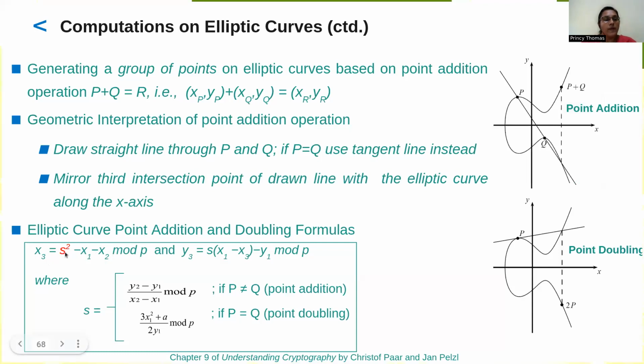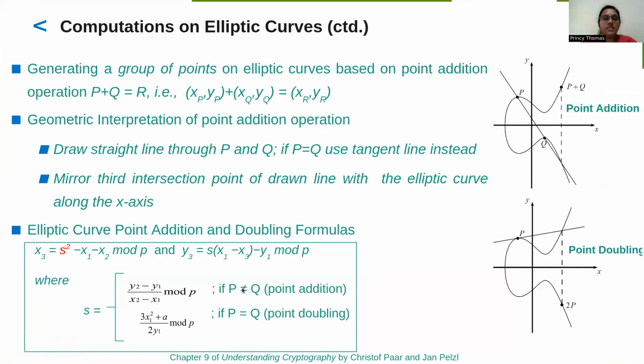So x3 is s square minus x1 minus x2 mod p, and y3 is equal to, we need this s value, s into, this is the line equation, s into x1 minus x3 minus y1 mod p. So these two equations are used to find the third value, the additive point, x3 comma y3.